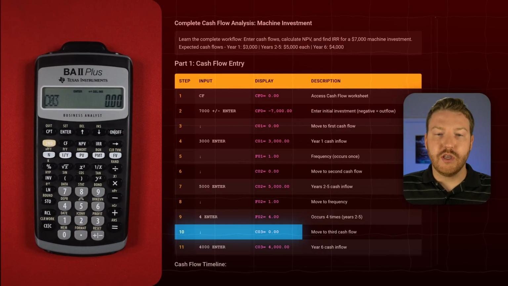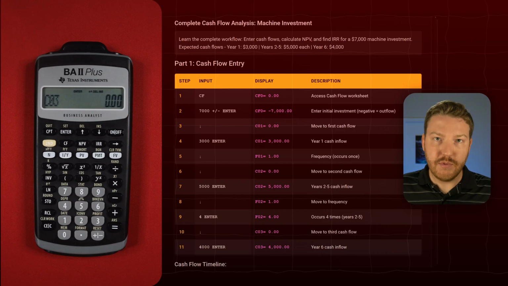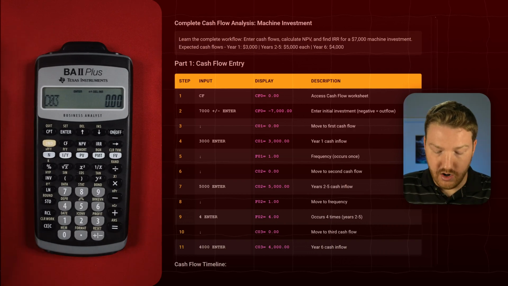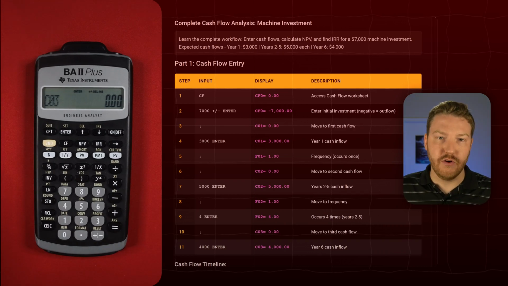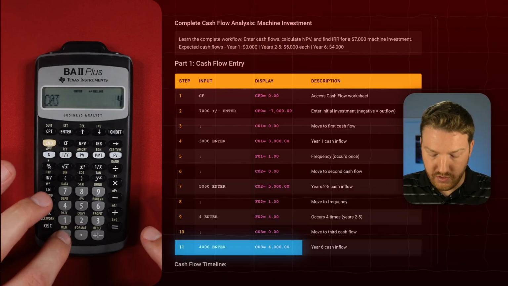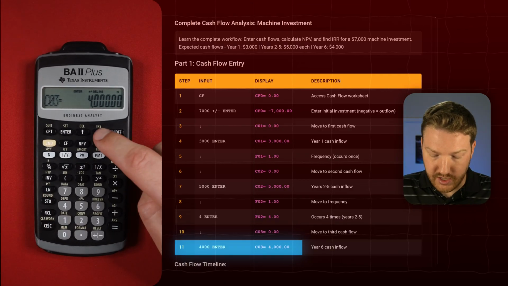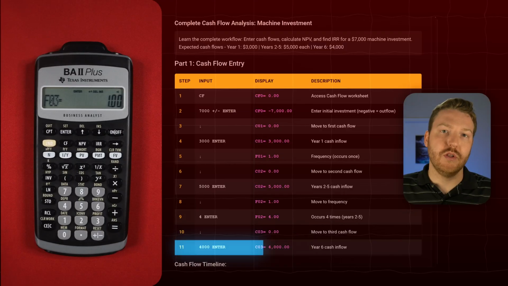And now we're looking at the final cash flow that's going to happen in year 6. So this is really our third cash flow in this series. And so now we're just going to do 4,000 and then we'll hit enter and we can arrow down and see that that happens only one single time.